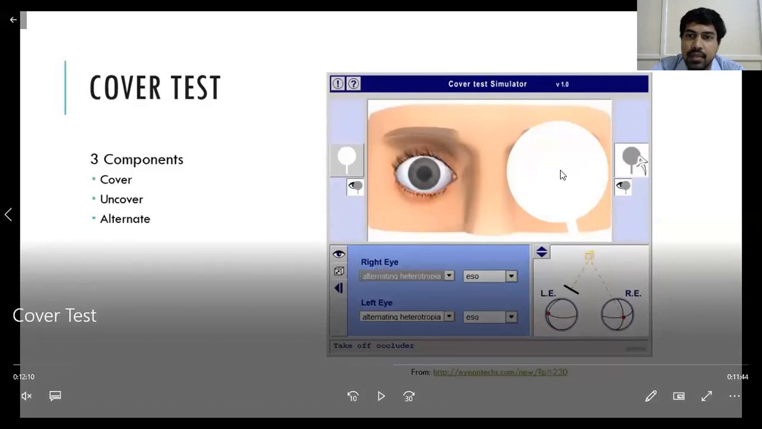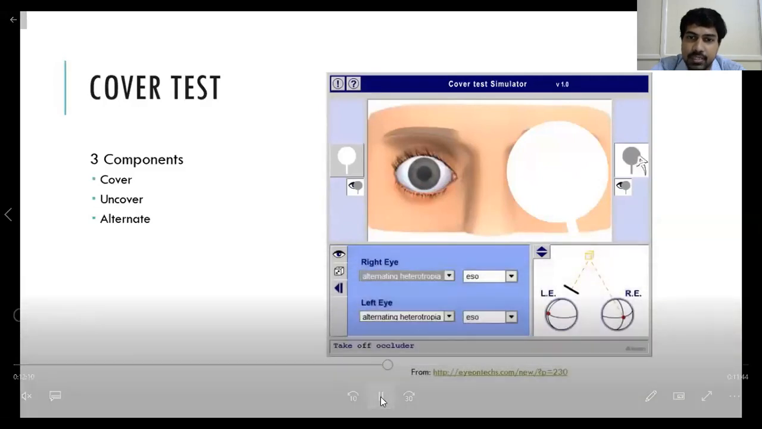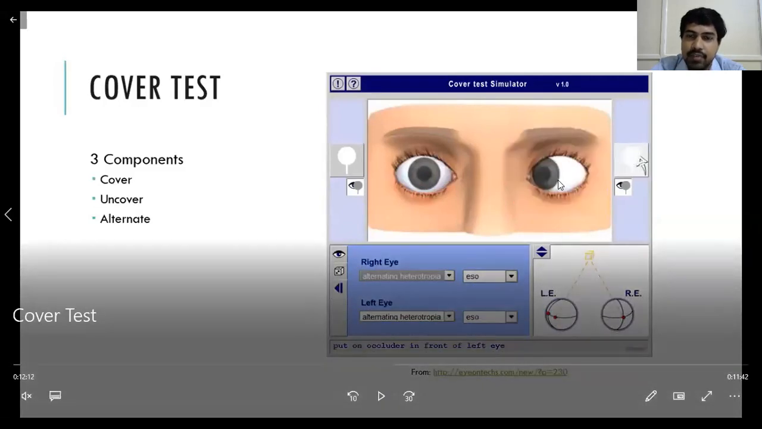Same thing you do for this eye. When you close this eye, the other eye is taking up fixation. So when you remove that, you see this eye is deviated. Okay. That means that eye is also having pathology.